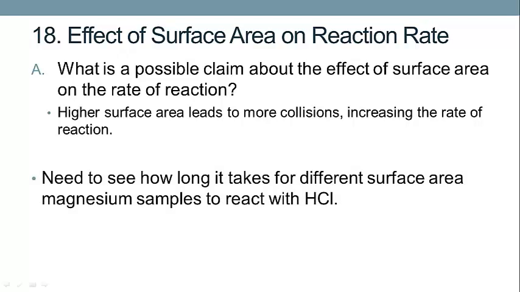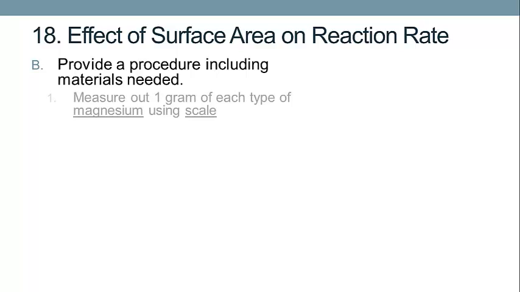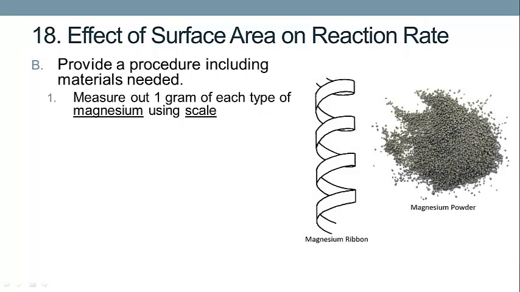In order to test this claim, we need to see how long it takes for different surface area samples of magnesium to react with hydrochloric acid. So for a procedure, we can measure out 1 gram of each type of magnesium using a scale. We can use magnesium ribbon and magnesium powder. The magnesium powder is cut up into much smaller, finer pieces, so that means it has a greater surface area than the magnesium ribbon, which is like a flat piece of magnesium.